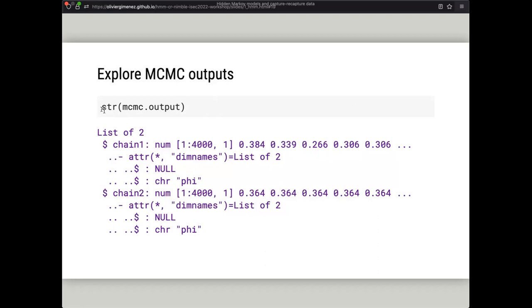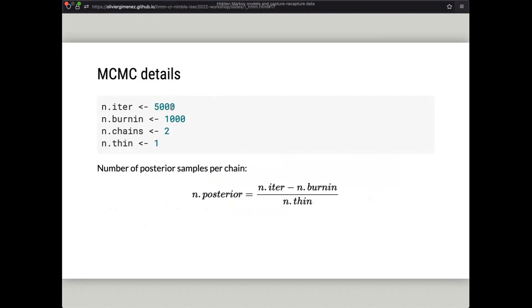You can have a look at the outputs with this function str to get the structure of the object. It's a list of two components because we have two chains, first chain and second chain. And there are 4,000 values in the first chain and 4,000 values in the second chain. Why? It's because we specified the number of iterations as 5,000 and the length of the burn-in period is 1,000. So at the end of the day, you have 5,000 minus 1,000, 4,000 iterations per chain. Okay, so that's exactly what we say here.